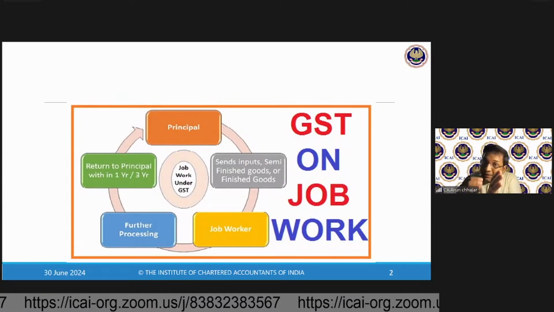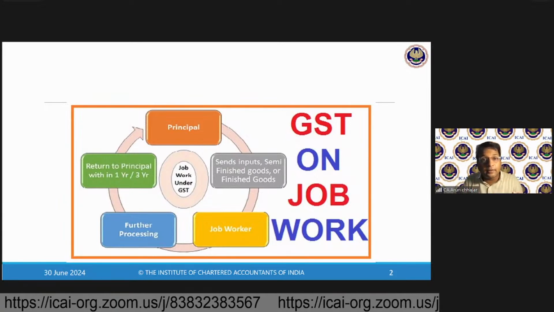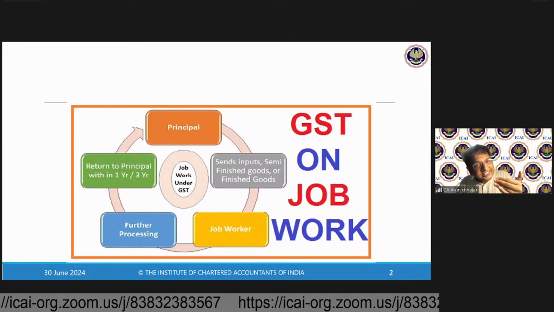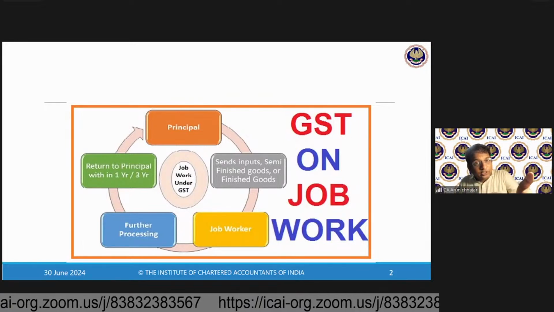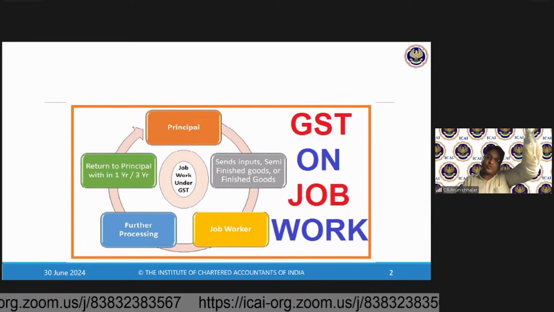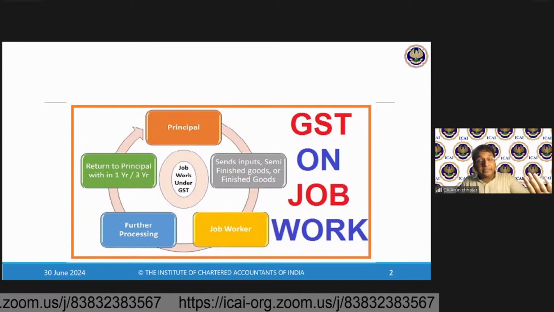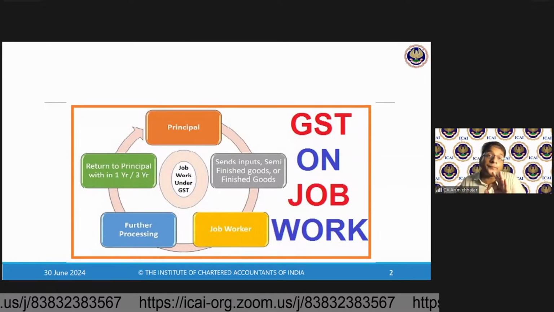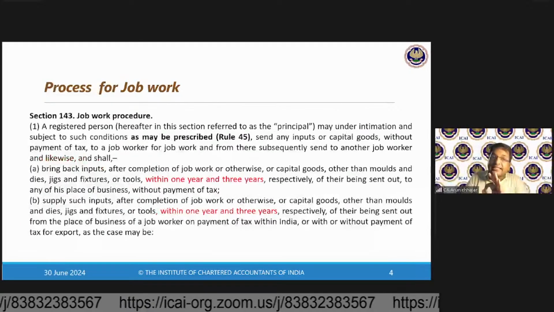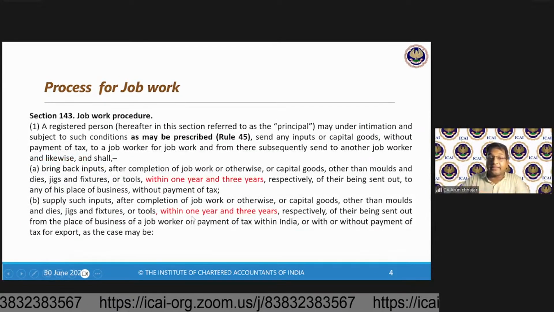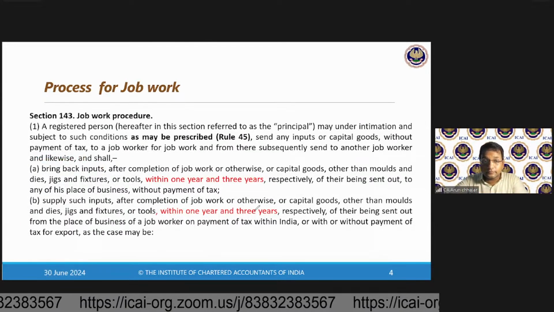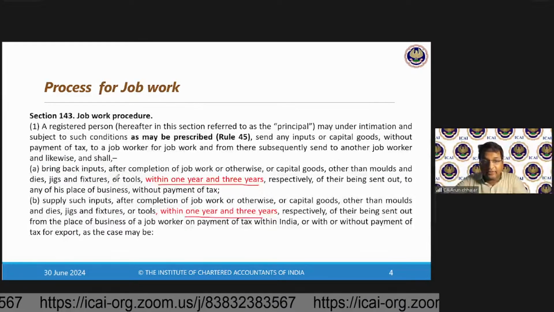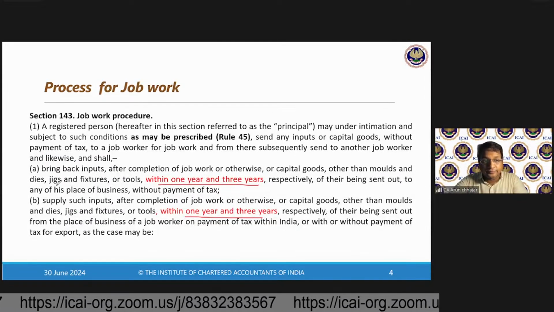If it is not coming back within this period, then what will be the implication? After the expiry of this period, either the goods should come back or they should be sold. If both are not happening, then it will be considered as deemed supply. Section 143 says that it will be considered as deemed supply. So it should come back within 1 year for goods, or 3 years for capital goods.